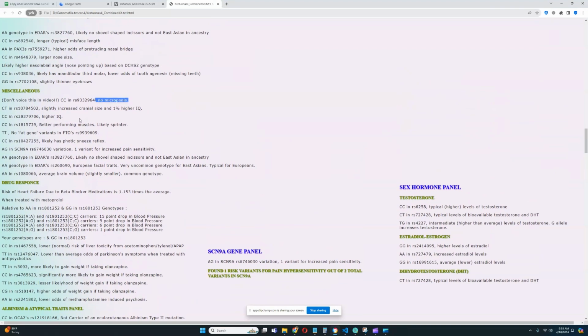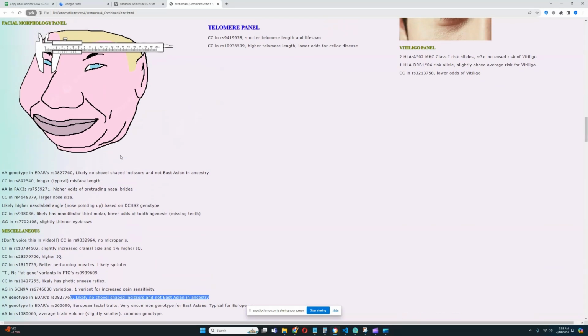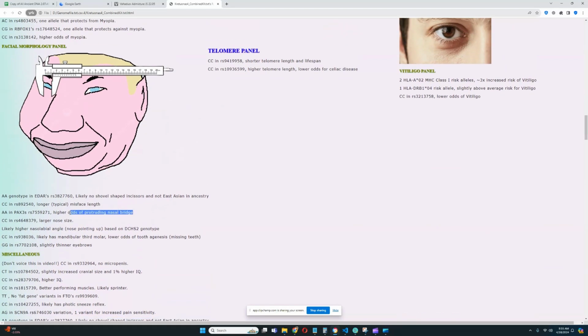No micropenis, really good to see. Better performing muscles like a sprinter than an endurance athlete. One variant for increased pain sensitivity, likely no shovel-shaped incisors and not East Asian in ancestry. No East Asian genotype in EDAR, so European genotype in EDAR. And for facial morphology traits, higher odds of protruding nasal bridge, larger nose size, slightly thinner eyebrows. Okay, that's quite interesting. And likely nose pointing up based on DCHS2 genotype.